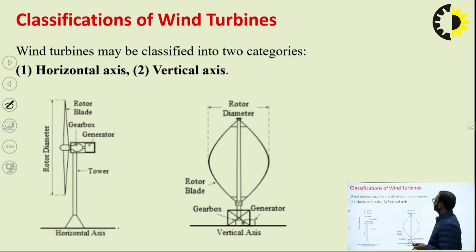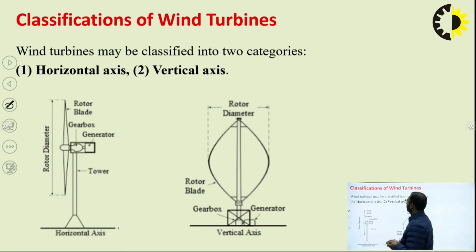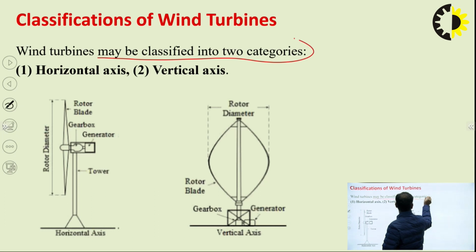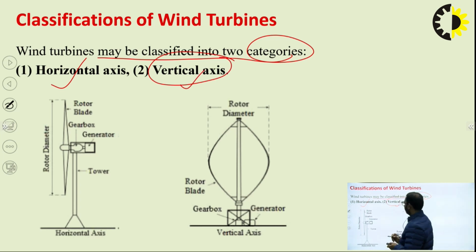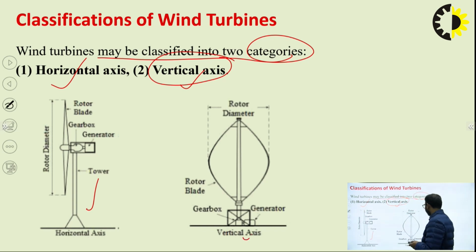Now, I will discuss classifications of wind turbine. Basically, wind turbines may be classified into two categories. First one is horizontal axis wind turbine and second one is vertical axis wind turbine. This figure represents horizontal axis wind turbine and this figure represents vertical axis wind turbine.